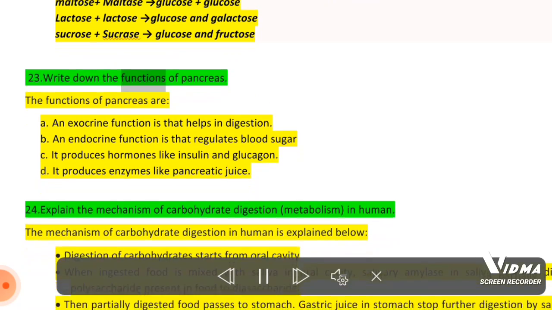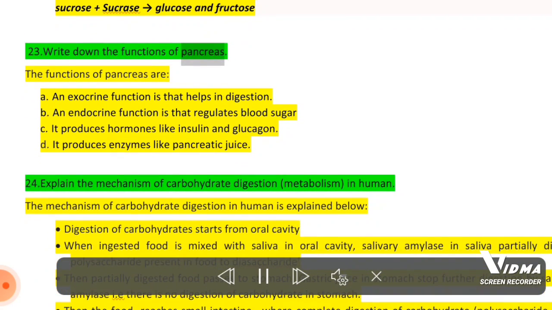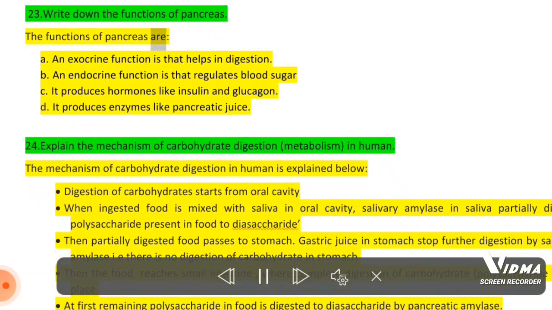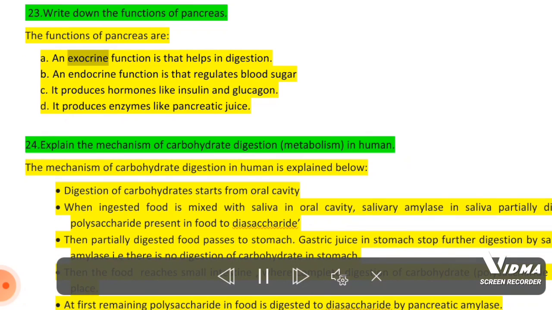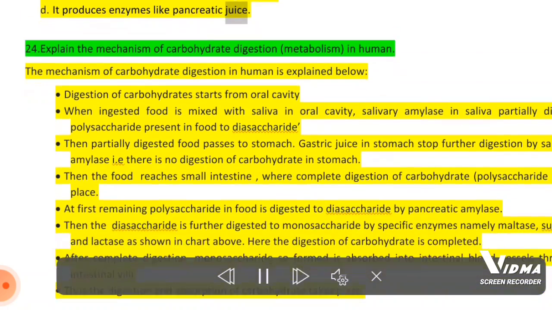23. Write down the functions of pancreas. The functions of pancreas are: an exocrine function that helps in digestion, and an endocrine function that regulates blood sugar. It produces hormones like insulin and glucagon. It produces enzymes like pancreatic juice.